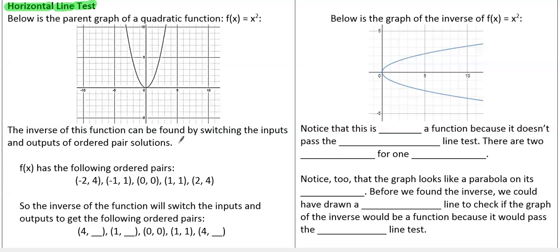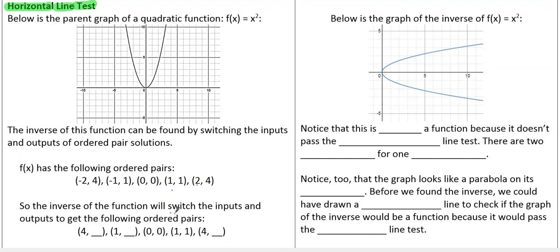The inverse of this function can be found by switching the inputs and outputs of the ordered pair solutions. So f of x has the following ordered pairs. Negative 2, 4, yep, negative 2 squared is 4, negative 1 squared is 1, 0 squared is 0, 1 squared is 1, and 2 squared is 4.